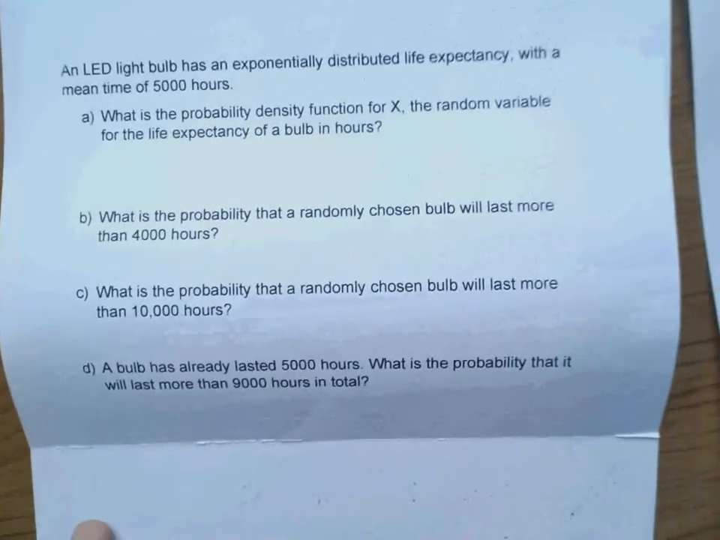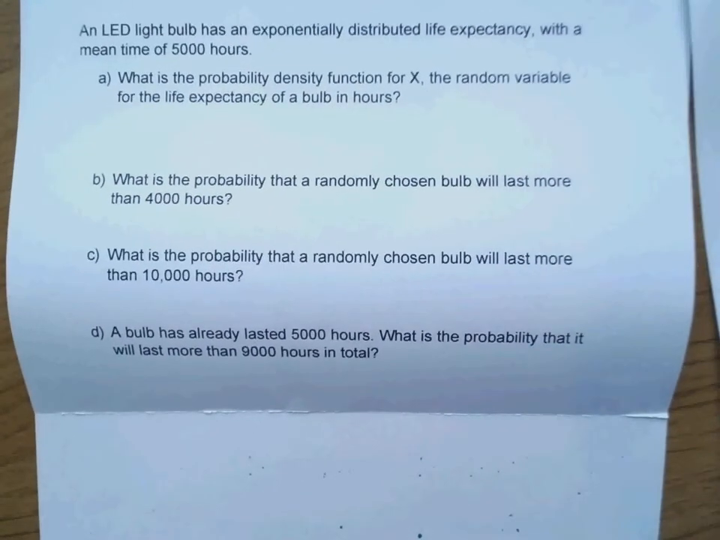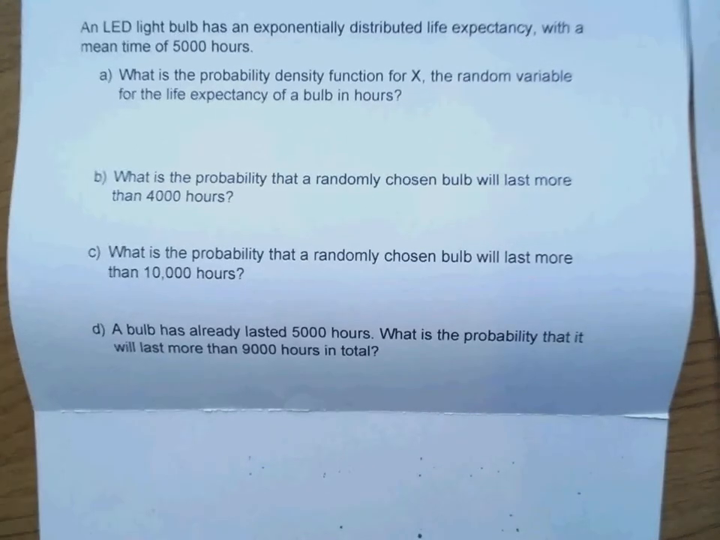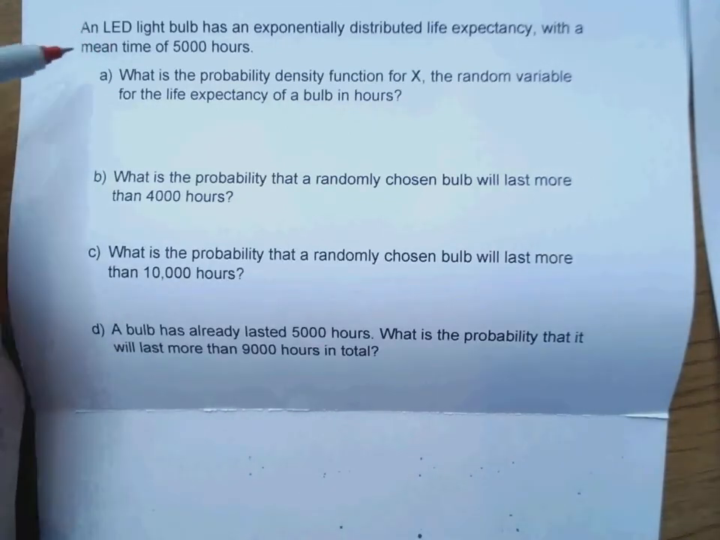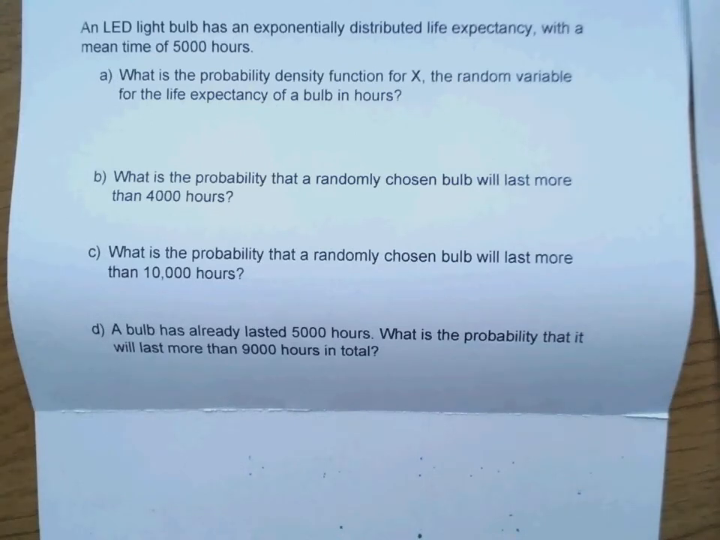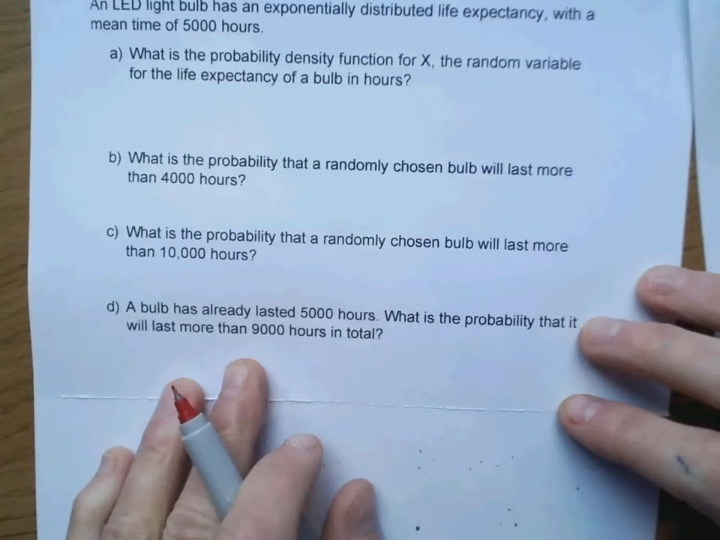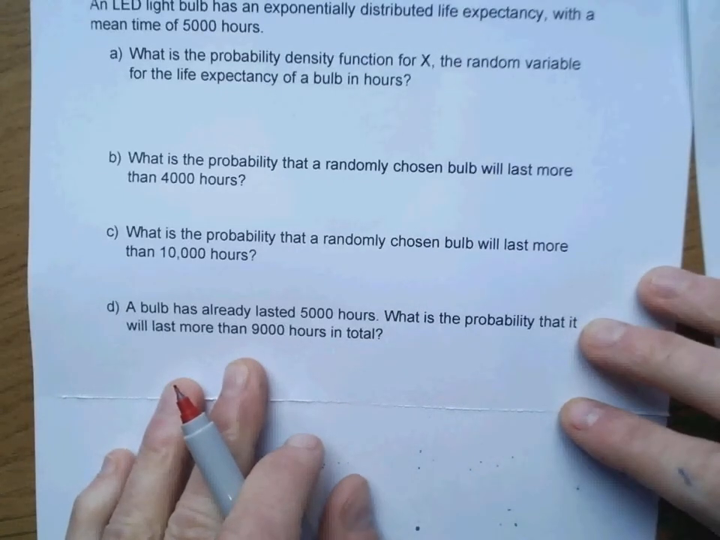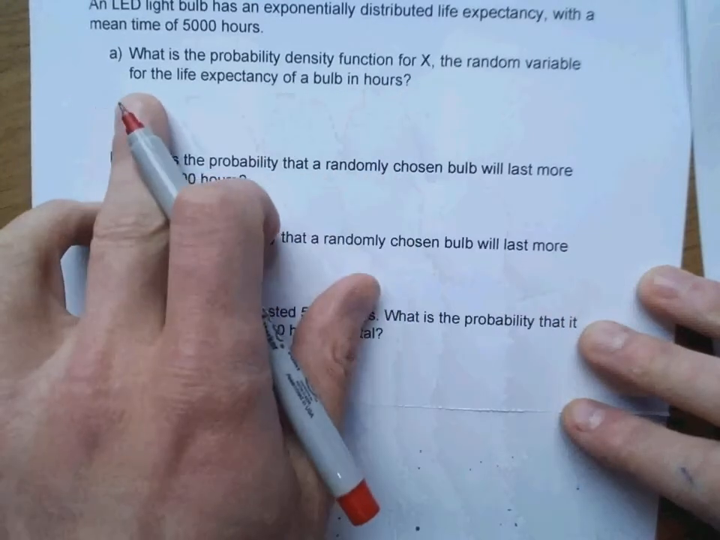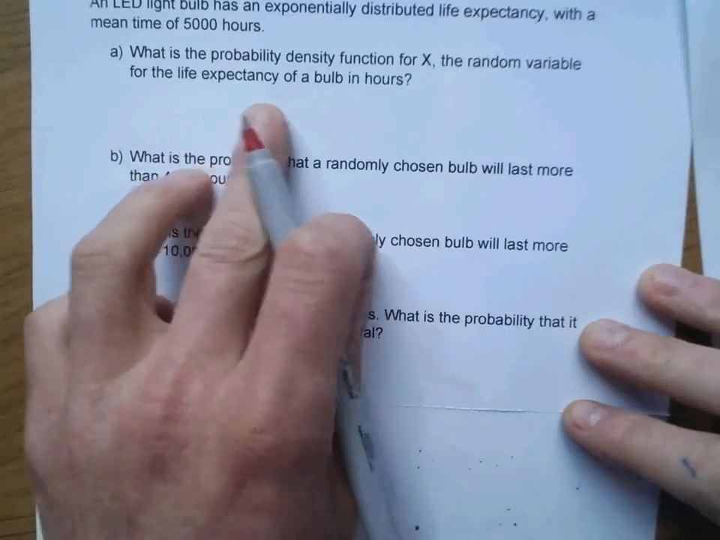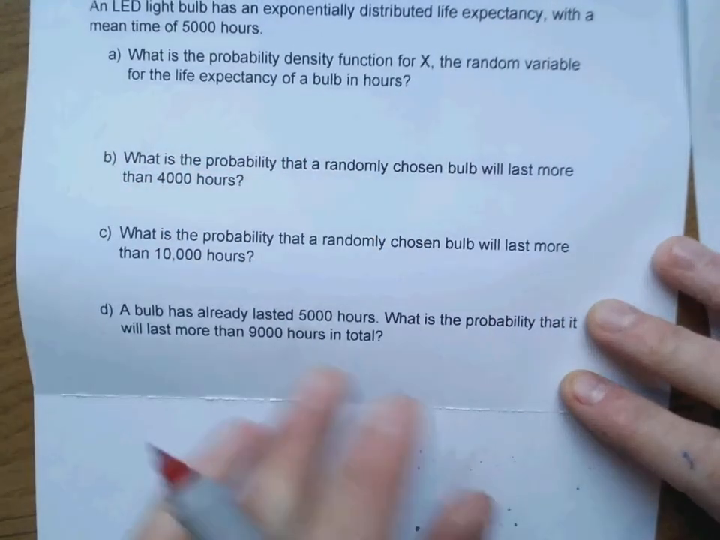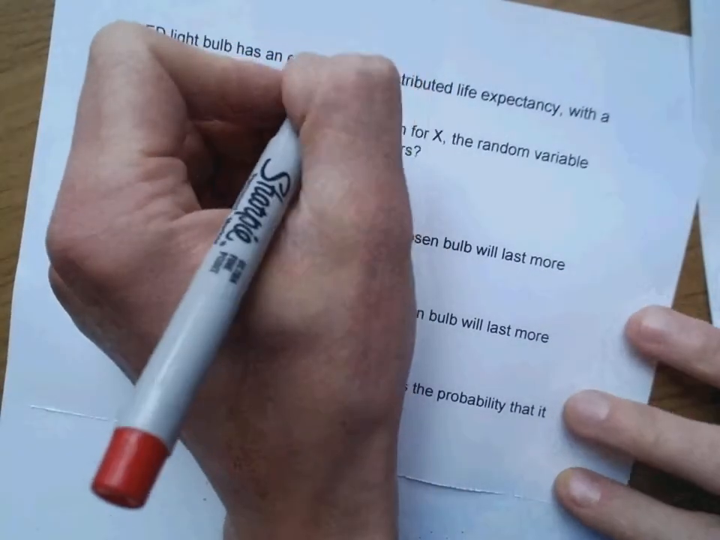So here's our first problem that we've actually come on to, and here it is. Hopefully you can just about see that. So we've got an LED light bulb. We're told it's exponentially distributed, and it has a mean time of 5,000 hours. Okay. What is the probability density function for x, the random variable for the life expectancy of the bulb, in hours?